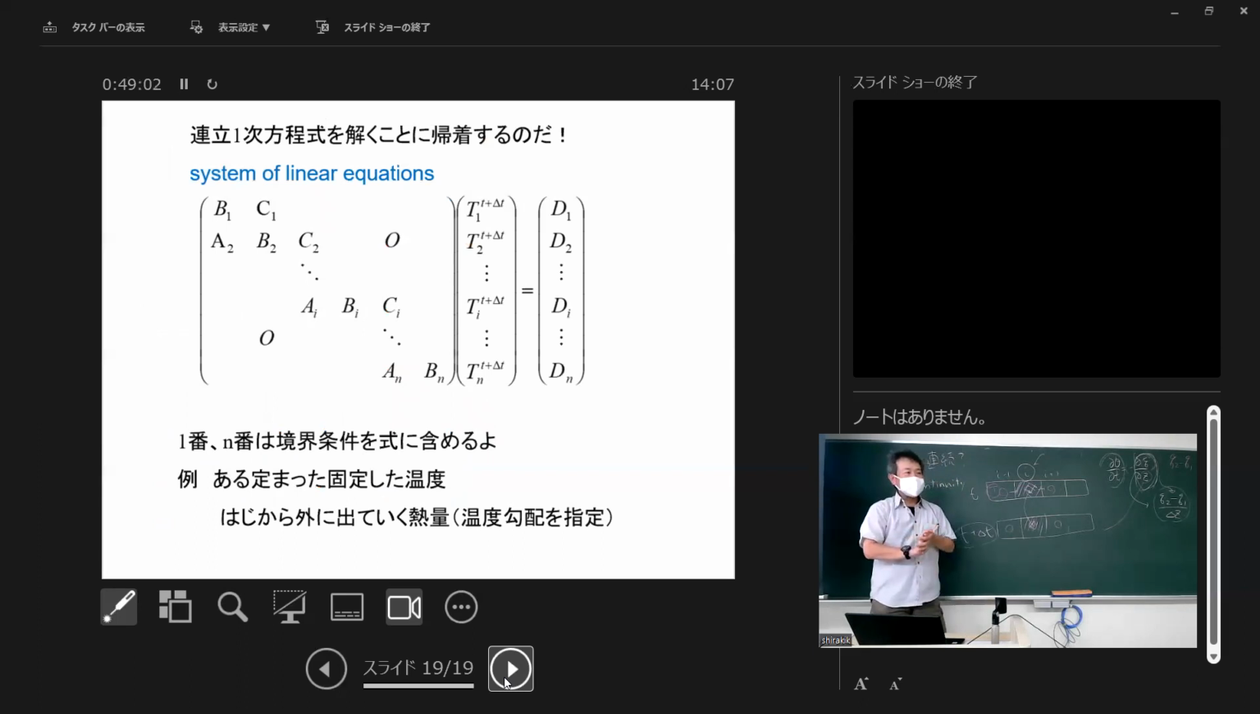Then we can make the matrix system of linear equations like this. So we can focus on the number i box. Then large A, large B, large C are some kind of known data, but this is the unknown data set. And this D is also a known value. You can see the A, B, C, and the neighboring and the D is here.